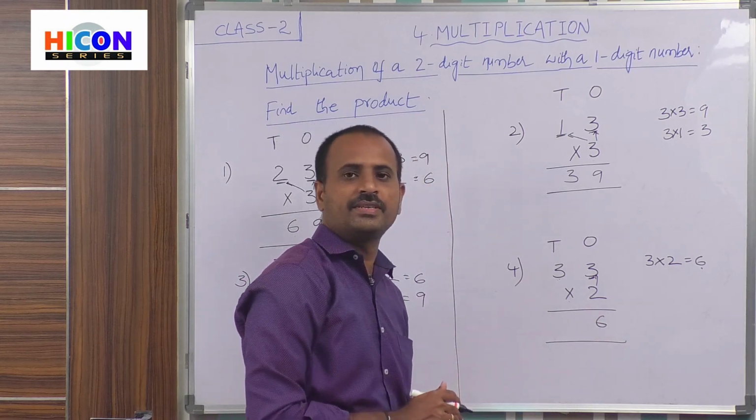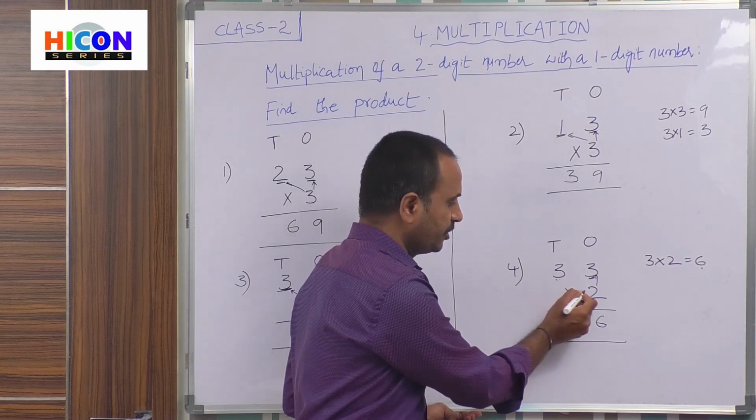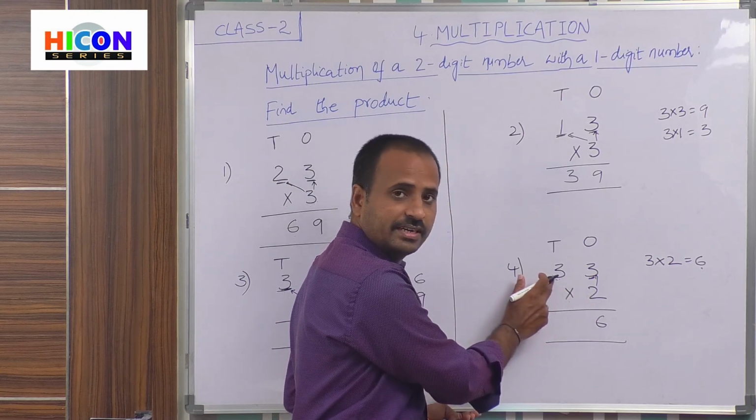So now go to tens place. Now multiply the digit present in the tens place with 2. Which digit is present in tens place?